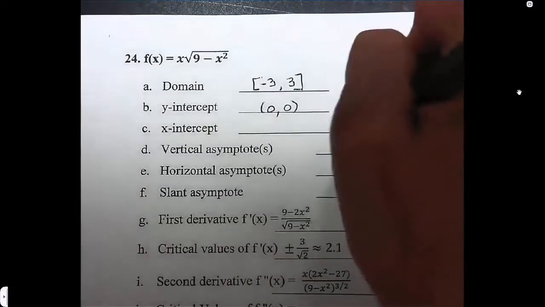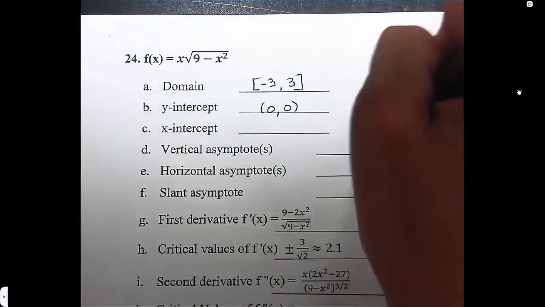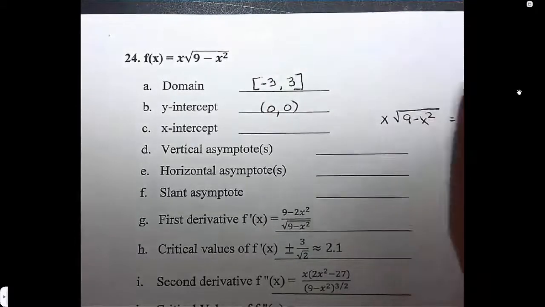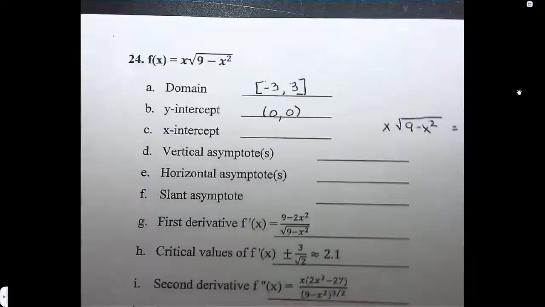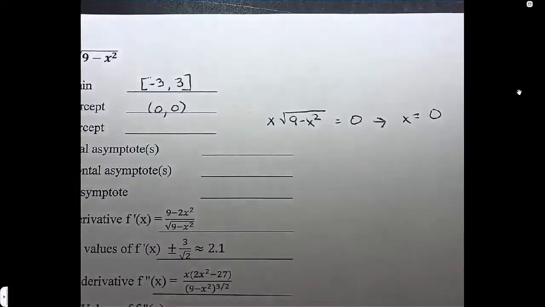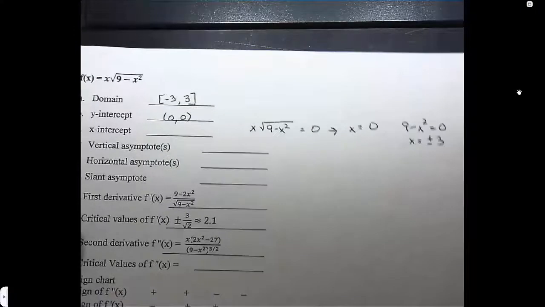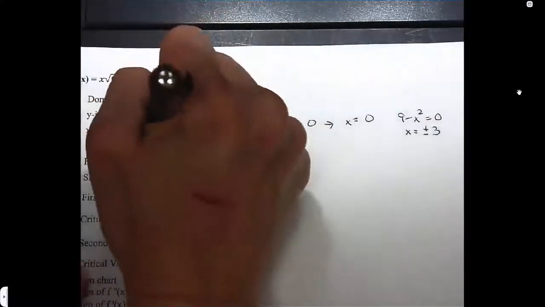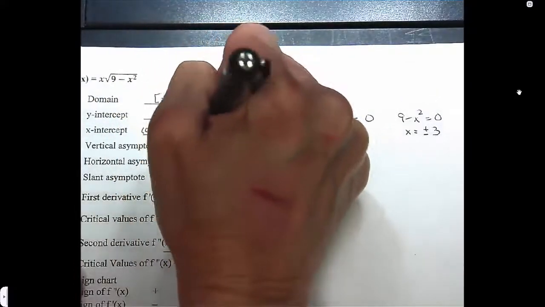If we set x times square root of 9 minus x squared equal to 0, we'd get x equals 0 or 9 minus x squared equals 0, which would give us the plus or minus 3. So 3 x-intercepts: the origin, negative 3, 0, and positive 3, 0.